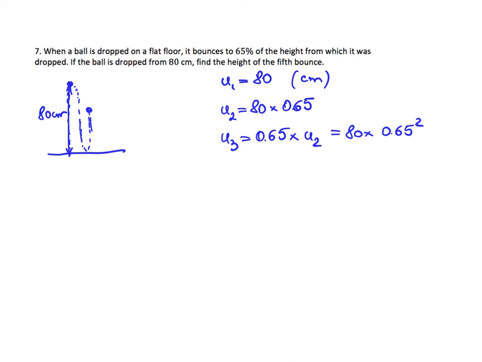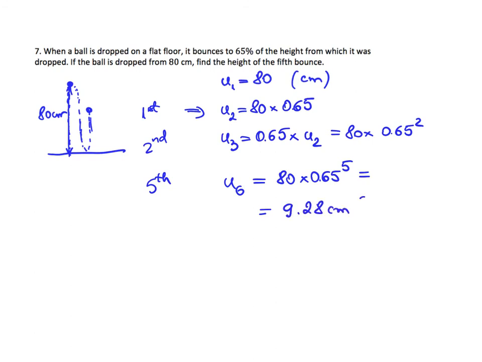On the fifth bounce, actually that's the first bounce, that's the second bounce, so the fifth bounce will be U6. See how the index is one bigger. It will be 80 times 0.65 to the power of 5, which will give me 9.28 centimeters to 3 significant figures.